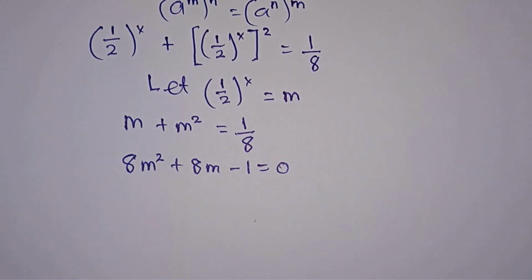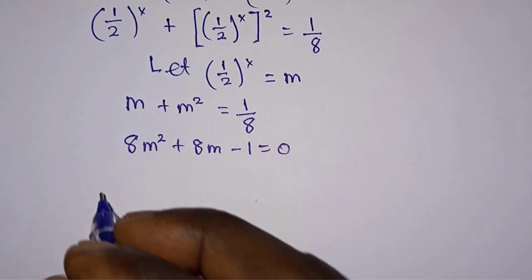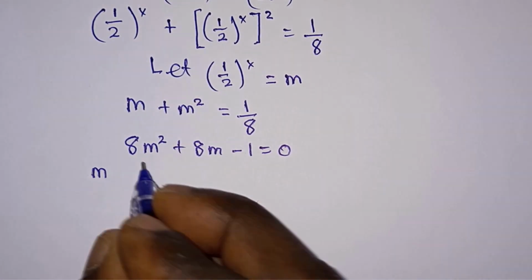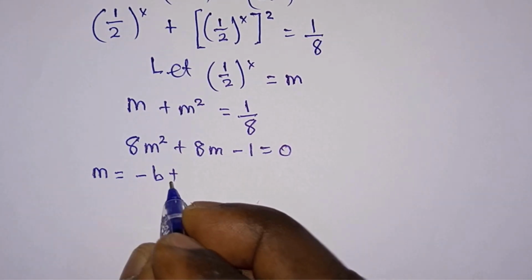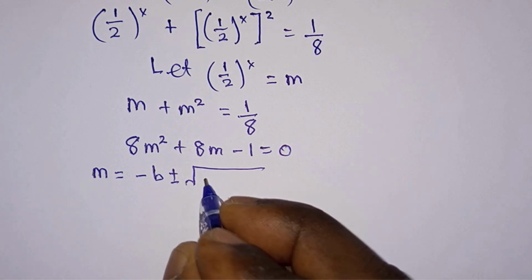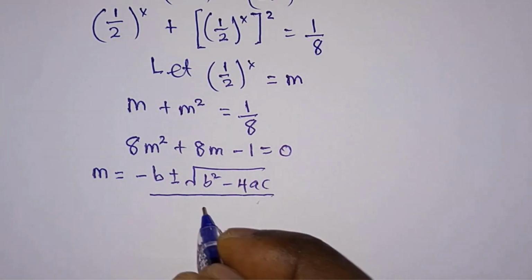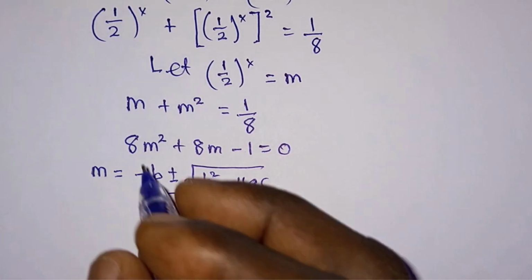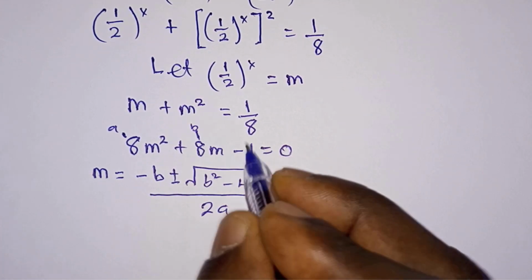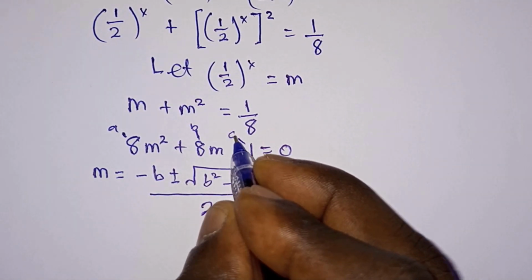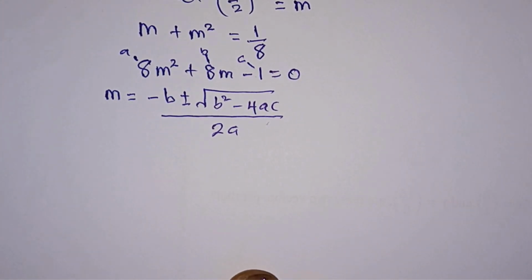This is a very nice quadratic equation. So let's go ahead and use the quadratic formula to solve. But remember, the quadratic formula is given by, because the equation is in m, m is equal to minus b plus or minus square root of b squared minus 4ac, all divided by 2a. We have a to be 8, b to be 8 as well, and c is -1.